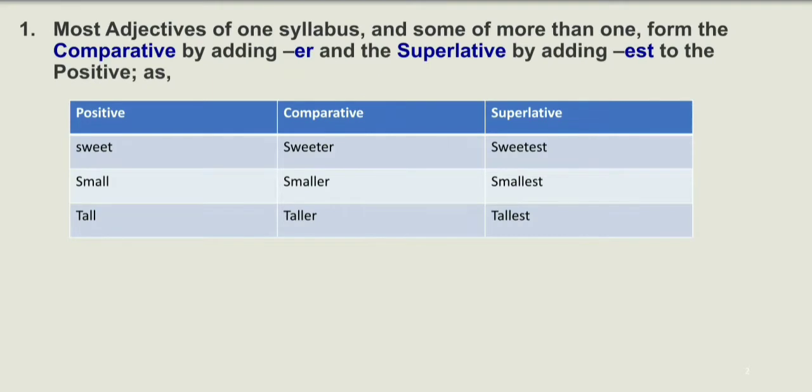The first formation: most adjectives of one syllable and some of more than one syllable form the comparative by adding er and the superlative by adding est to the positive degree. It is a general rule and most adjectives are made so. Keep one thing in mind: one syllable or some of more than one syllable are made comparative and superlative by adding er and est respectively. How? Look at the table.